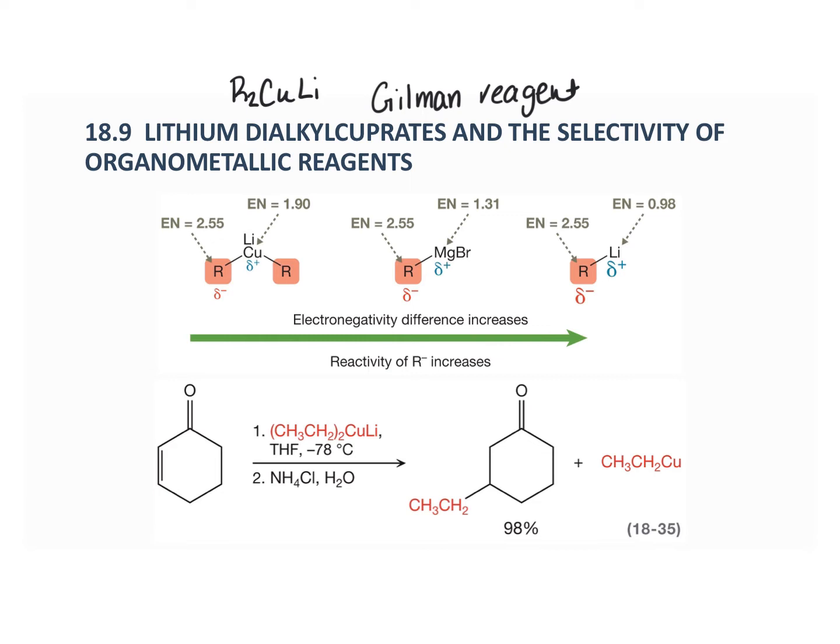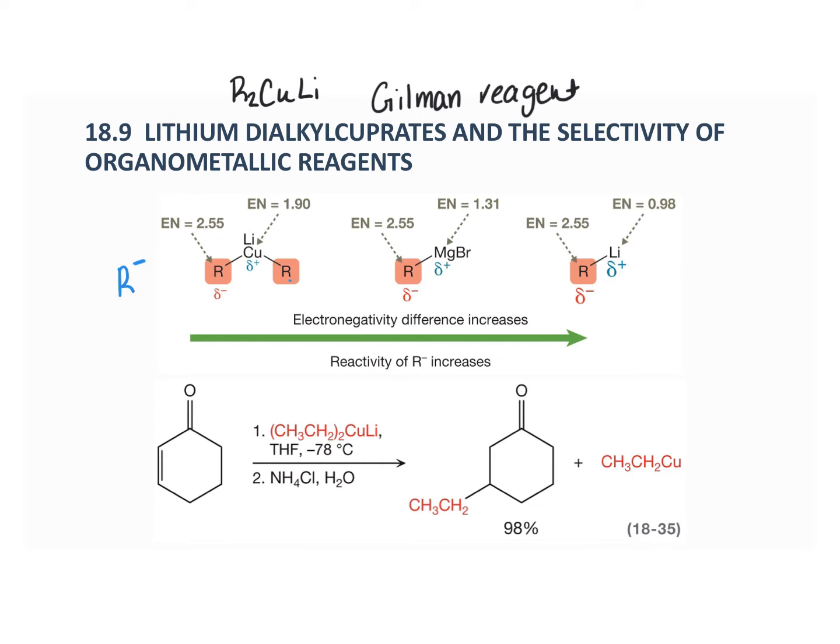Now, as with other organometallic reagents, the carbon atom of lithium dialkyl cuprates, which are shown here and here, is electron rich because the carbon has a higher electronegativity value than copper. So you can see it's 2.55 here, and copper is 1.90. And so as a result, these reagents can simply be described as R minus. This is really similar to Grignards or alkyl lithiums that we've seen previously.